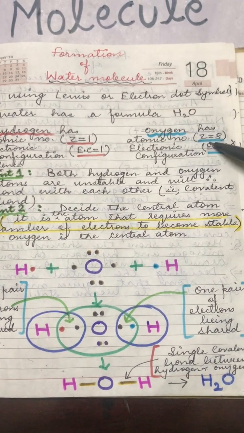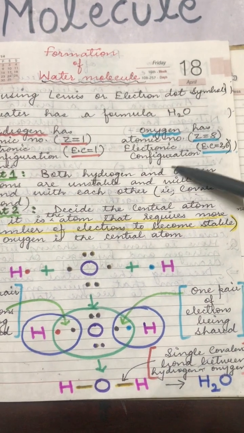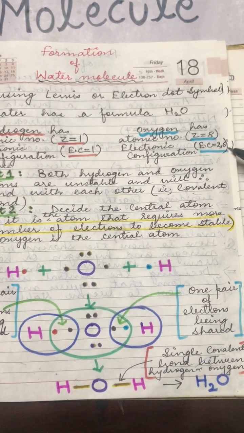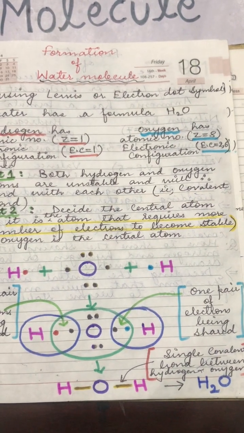Let's take the case of oxygen. It has an atomic number, that is Z, of 8. Its electronic configuration is 2, 6. It has 6 electrons in its valence shell.